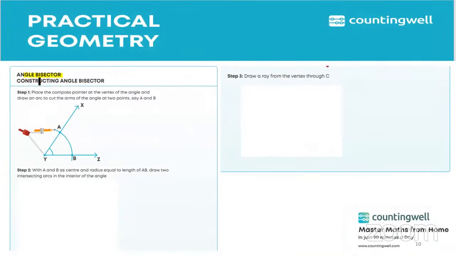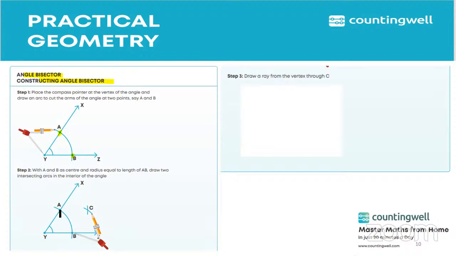Now let us see the angle bisector. So how to draw or construct the angle bisector of a given angle. Note that an angle bisector is nothing but a ray which bisects the given angle into two equal angles. So the first step is to place the compass pointer at the vertex of the given angle and draw an arc to cut the arms of the angle at two points. So here we have drawn an arc which is cutting the arms YX and YZ at two points A and B. The next step is to take a radius equal to the length of AB.